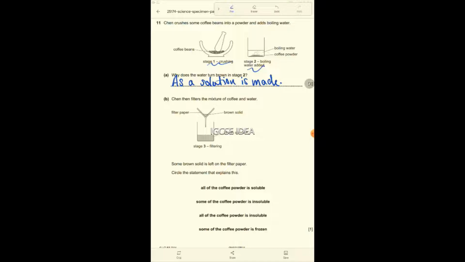Okay. The brown solid. So let's see. All of the coffee powder is soluble? No. Then why would there be brown solid left on the filter paper? Some of the coffee powder is insoluble. Yes. All of the coffee powder is insoluble. No. All of the coffee powder is frozen. That's silly.